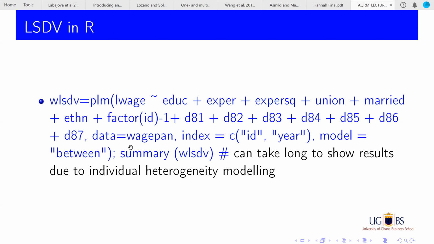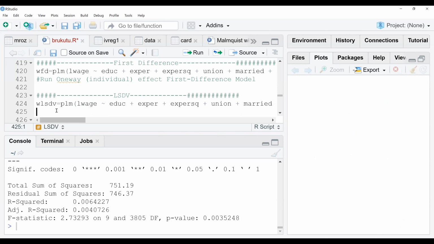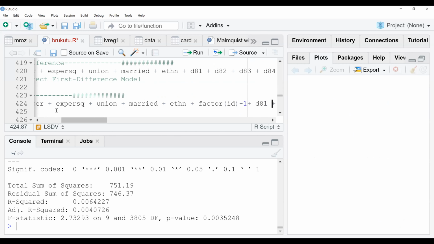You include all the variables, okay? Include all the variables. And the idea is to deal with the unobserved heterogeneity. Okay, so how do you do that? It's already a very simple thing. You all have the commands in the lecture slides. But in my RStudio, this is the same command I've given you. The command is the plm command. The log of wage is explained by education, experience squared, union, married, ethnicity.